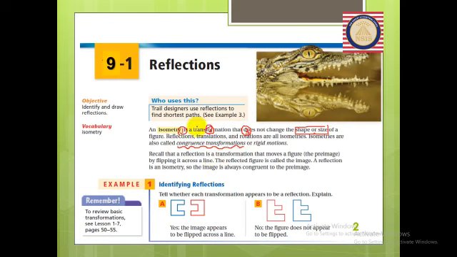Okay, recall that a reflection is a transformation that moves a figure, the pre-image, by flipping it across a line. So in a reflection, I must have an imaginary line, and I reflect the figure across it, or flip the figure across this line.